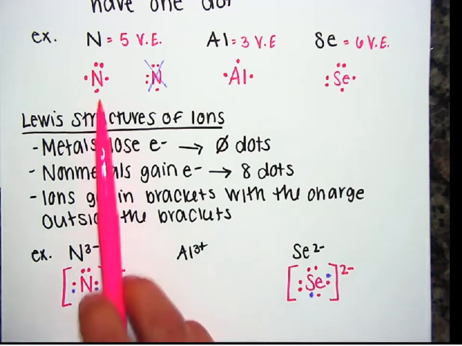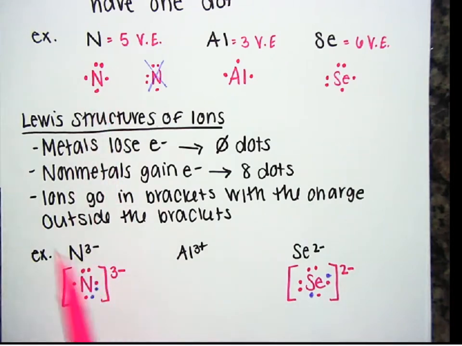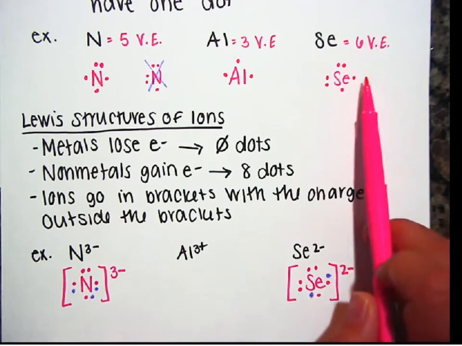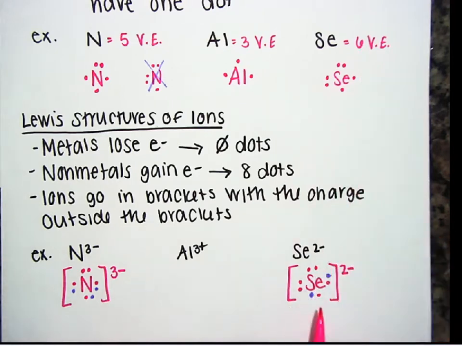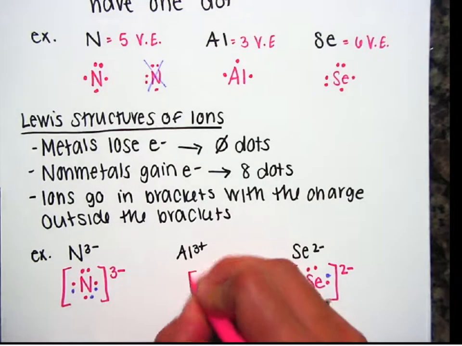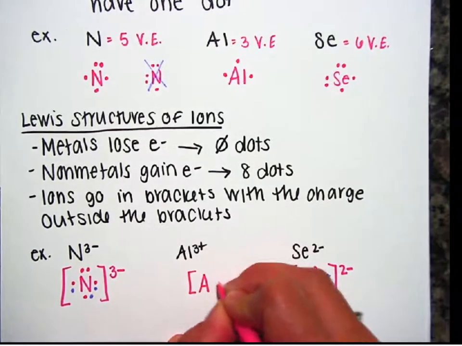So the reason that atoms ionize, the reason that nitrogen always gains 3 electrons, is because it wants to follow the octet rule. Selenium has 6 valence electrons. To follow the octet rule, it needs to gain 2. So very easily we can see by looking at these Lewis structures that each of these ions is following the octet rule. The metals look a little different.